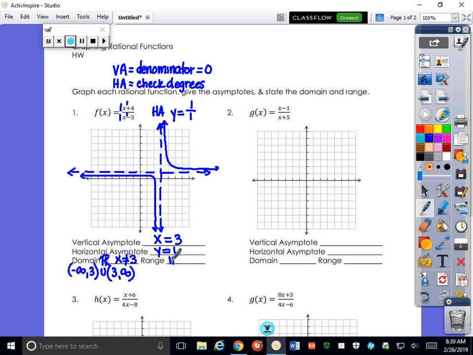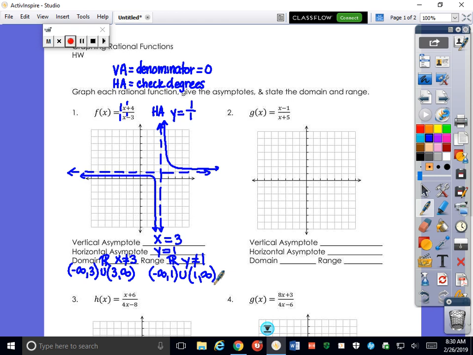My range is going to be all the reals again, except y cannot equal 1. So make sure you put a slash through the equal sign. You could also write negative infinity to 1, union 1 to infinity. So either of those notations are going to be accepted.